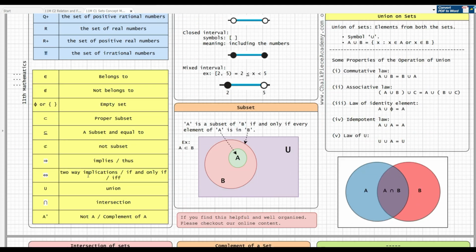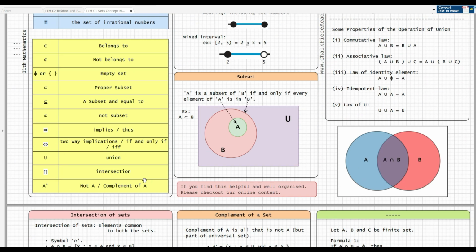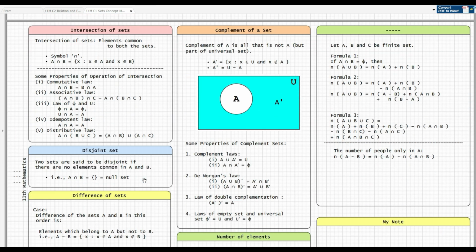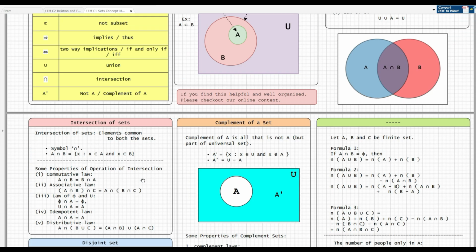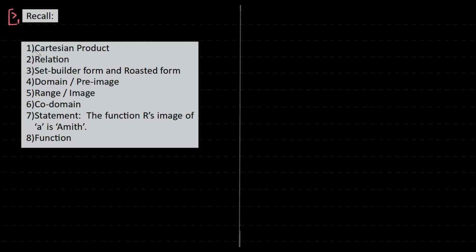Then we also have the following: belongs to, does not belong to, a null set, a proper subset, a subset or equal to. We have not a subset, implies, double implies, union, intersection and complement of A. All of this PDF and everything will be available to you guys. Please see to it that you download it and take a print. So all these are from your 11th grade.